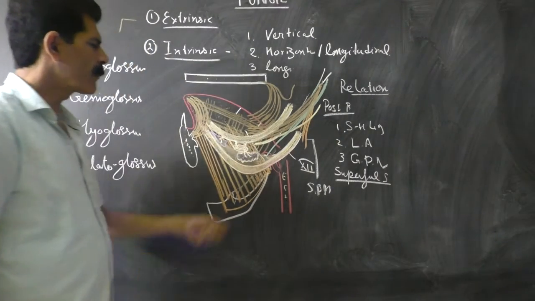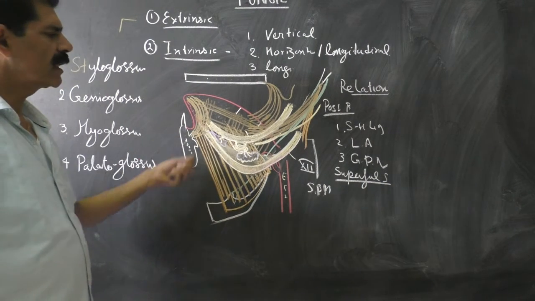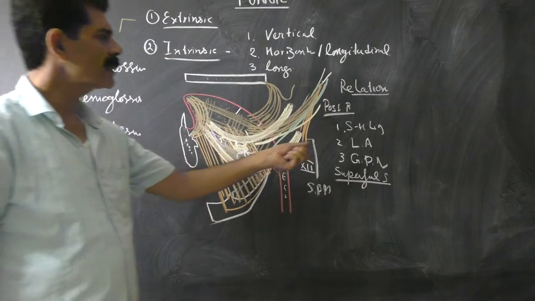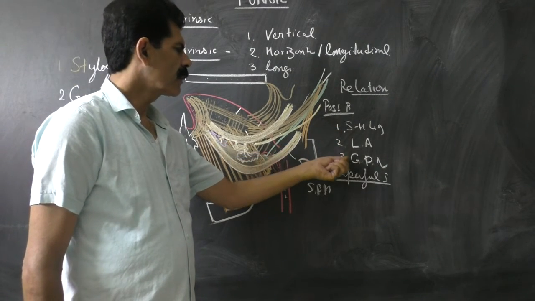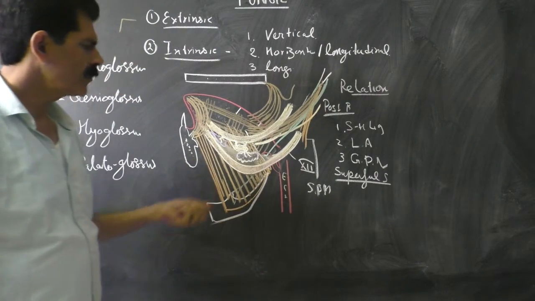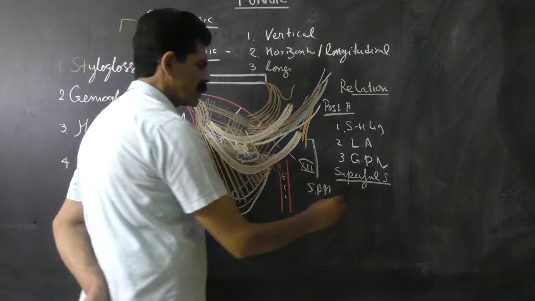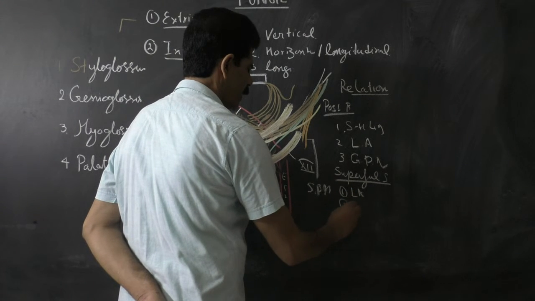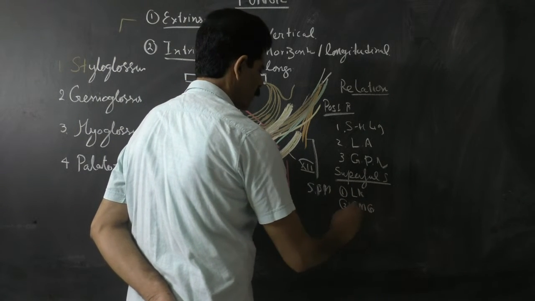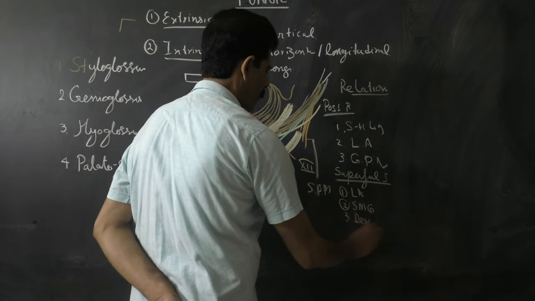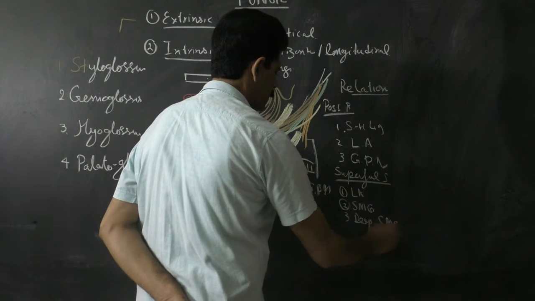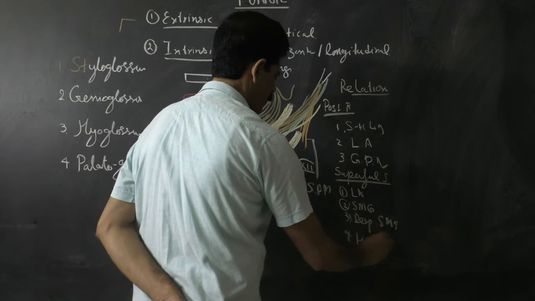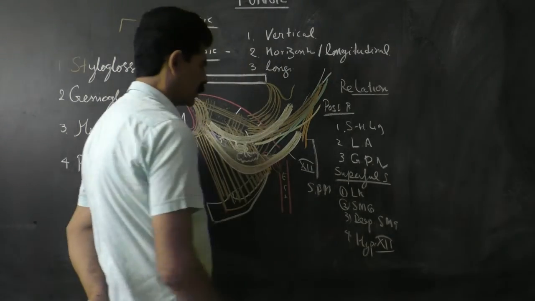Both the glands are supplied by the submandibular parasympathetic peripheral ganglion. So this is the final diagram showing the relations of the hyoglossus. The posterior border is related to three things: stylohyoid ligament, lingual artery, and the glossopharyngeal nerve. The superficial surface of the hyoglossus is related from above downward: first the lingual nerve, then the submandibular ganglion, then the deep part of the submandibular gland, and fourth the hypoglossal nerve, the 12th nerve.